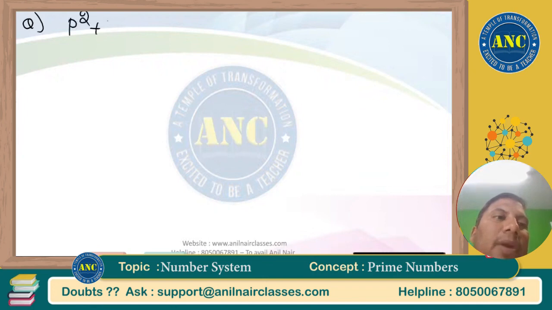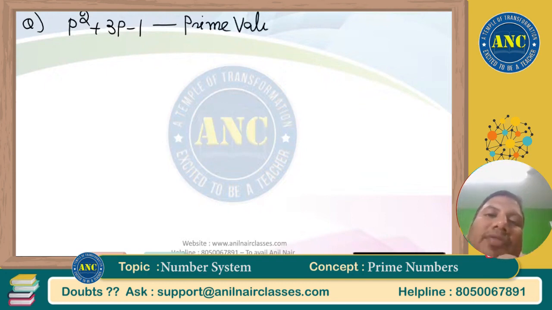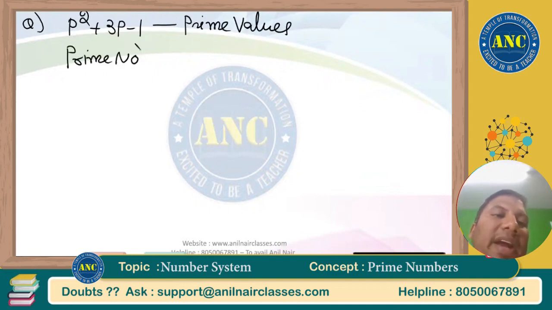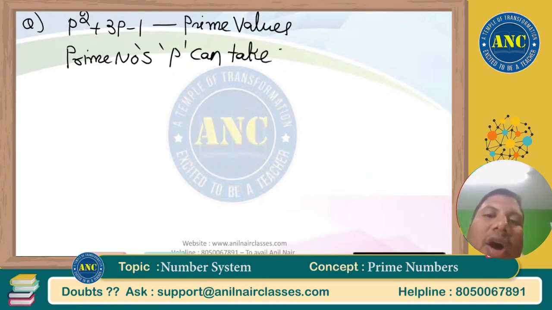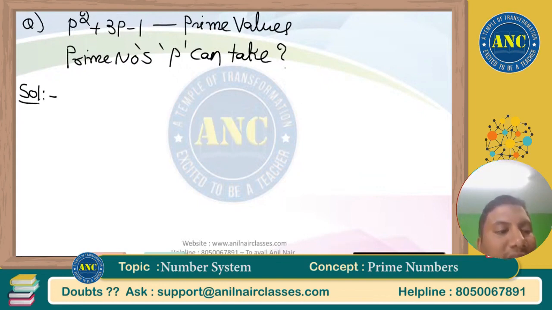Next one, the same question can also be asked like this. p square plus 3p minus 1. If this expression gives a prime value, how many prime numbers p can take? Another approach with a different variety of asking the question. How many prime numbers p can take, such that p square plus 3p minus 1 is a prime value?